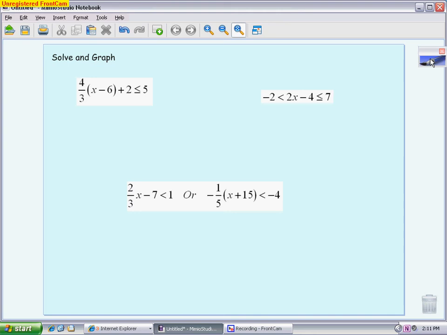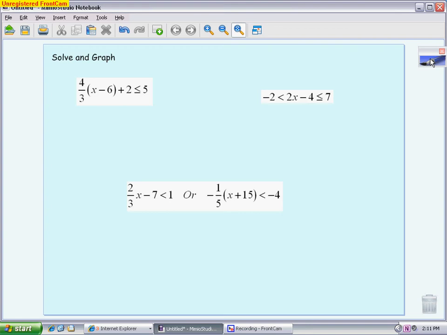Here's a set of 3 problems. They are all dealing with section 1.6, which is solving inequalities. We're looking at single inequalities where you have one less than or greater than sign, and then we also are looking at compound inequalities. So the directions for these 3 problems are to solve, and then when you're done solving, draw a small graph or sketch.